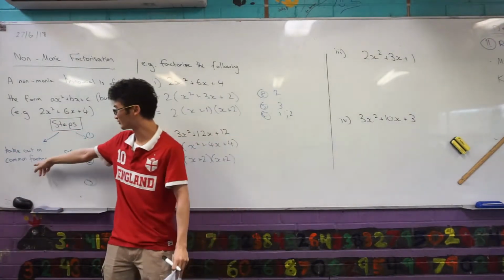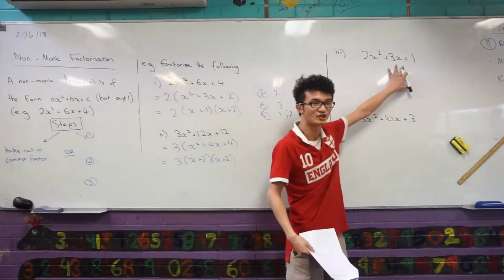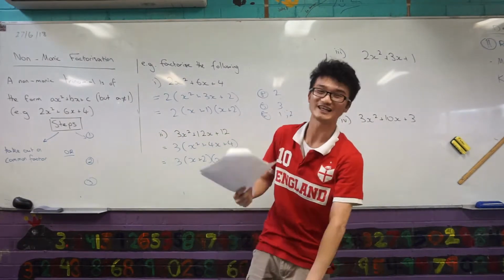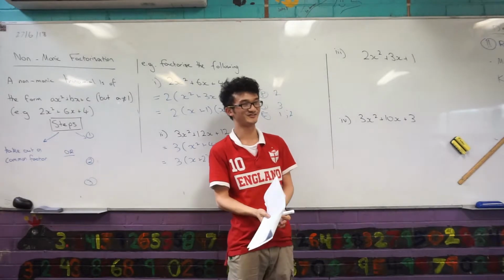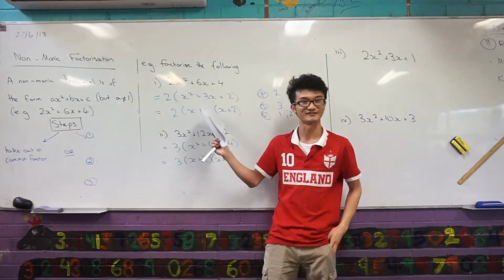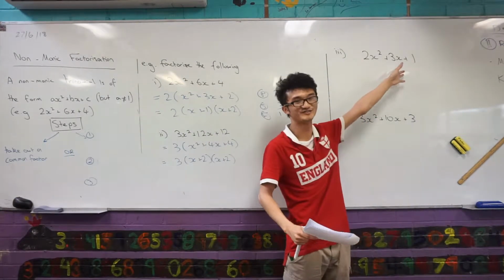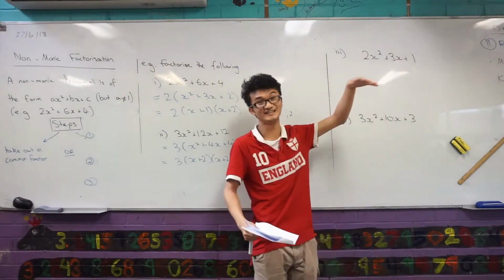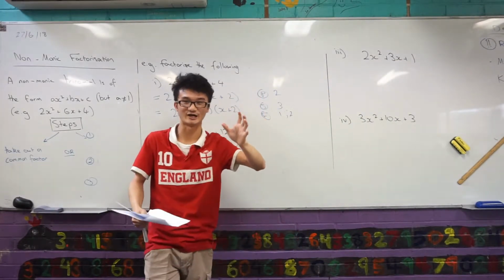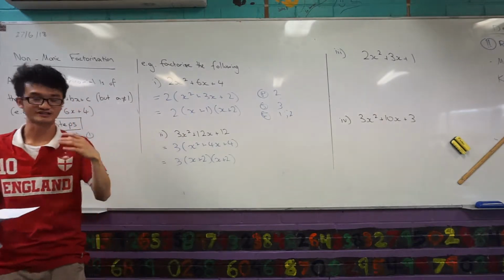Again, let's try my first one. Can I take out a common factor? Is there anything that's in common here? 1. I could take out a 1. Not entirely helpful though, because it's actually not going to help me factorize. If I take out a factor of 1, I'm just going to have the same thing, aren't I? Right? It's a good point, but it doesn't actually help me in this case. I actually need to use a slightly different method.